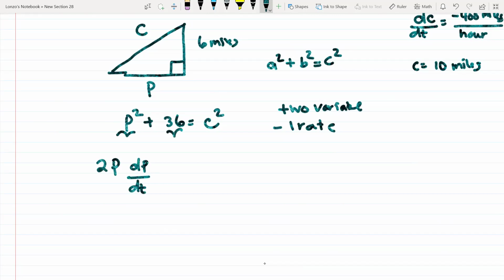What about the derivative of 36 with respect to time? Well, the derivative of a constant is 0. And then what about c squared? What is the derivative of c squared with respect to time? So the derivative of c squared is just 2c, and then you do have to add dc/dt.